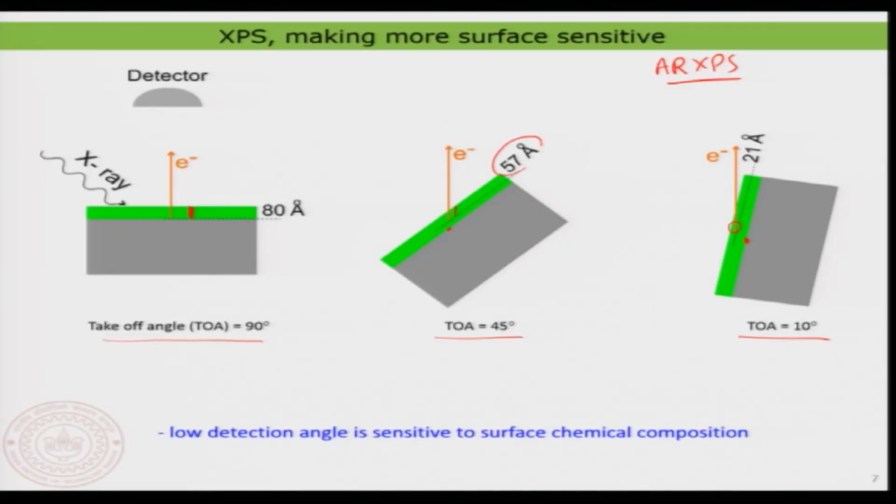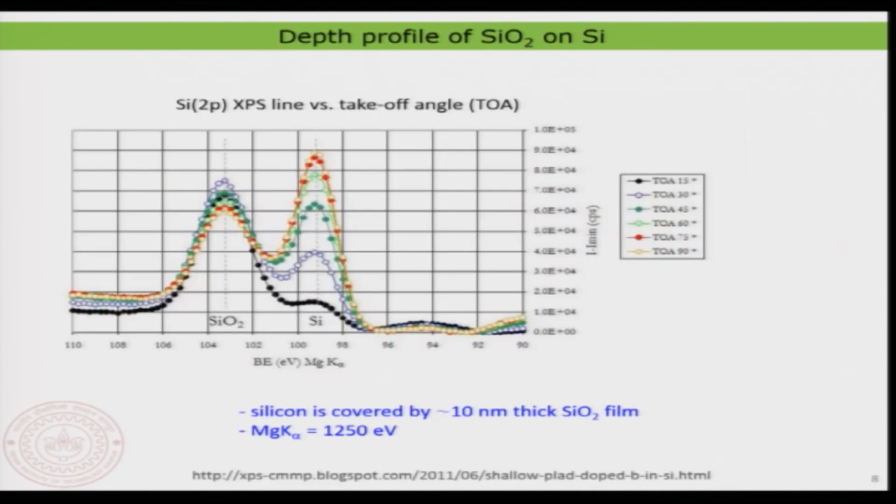I have also given a scaling here. As you make the so-called takeoff angle smaller and smaller, your detection becomes extremely close to the surface. Good. Now I have an example here, taken from an internet source. It is not a publication so far, but it is a beautiful example where they have done XPS on silicon dioxide on a silicon surface. Typically the thickness of this silicon dioxide is about 10 nanometer on top of the silicon. This is the natural silicon dioxide on top of silicon.